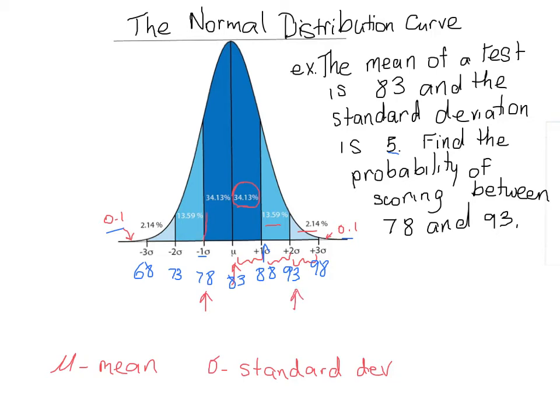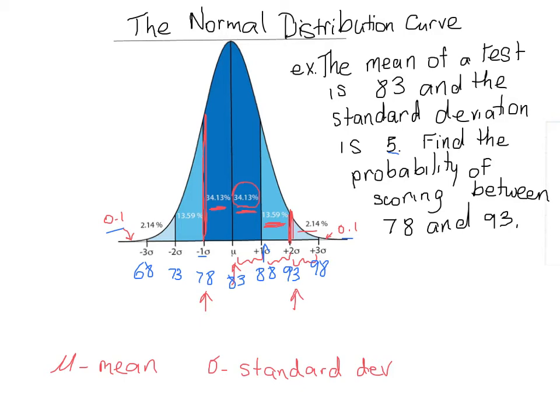78 is above that line, 93 is below this line. So the probability of scoring between 78 and 93 would be that value plus that value plus that value. So it's between, again, 78 and 93. So it would be these 3 values. Now these 3 values are always the same. Somebody really smart some time ago figured out that these were the percentages in a normally distributed curve. So we can use them always.